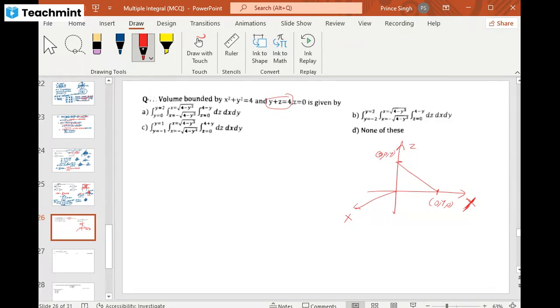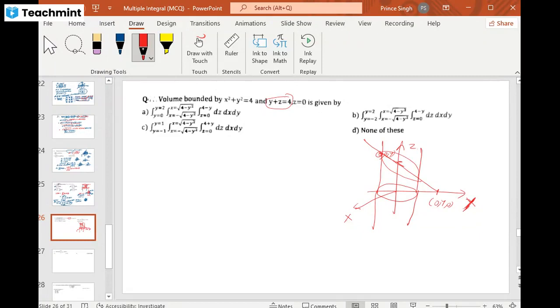Also, we are given x square plus y square equal to 4. It is the equation of a circle in the xy plane whose radius is 2. So it is a circular shape like this, so it is a cylinder like this. So this particular plane cuts this cylinder in this way.